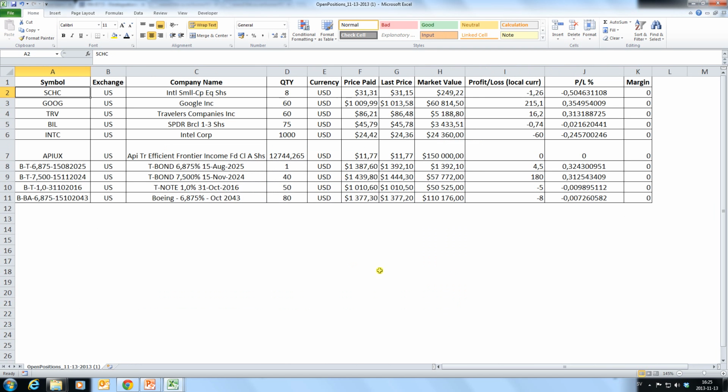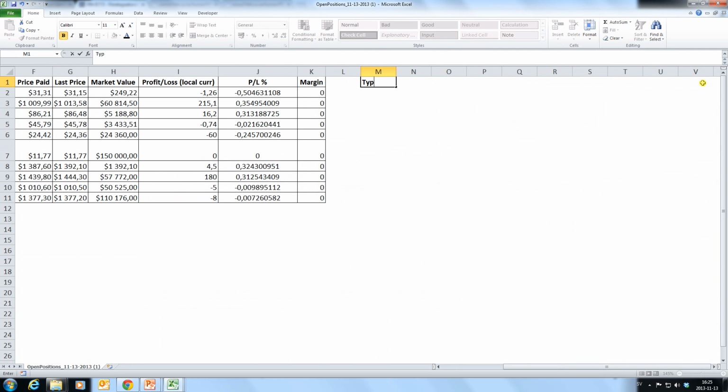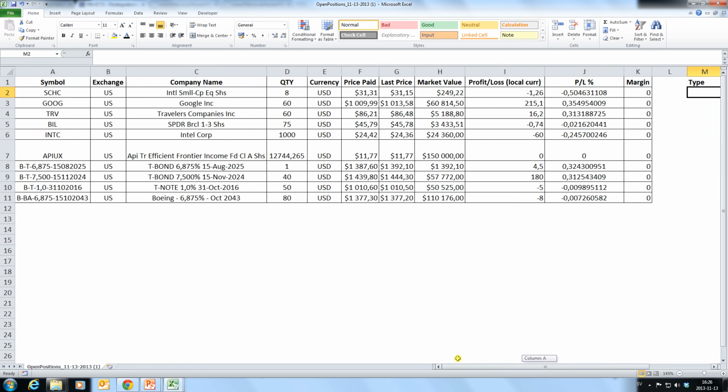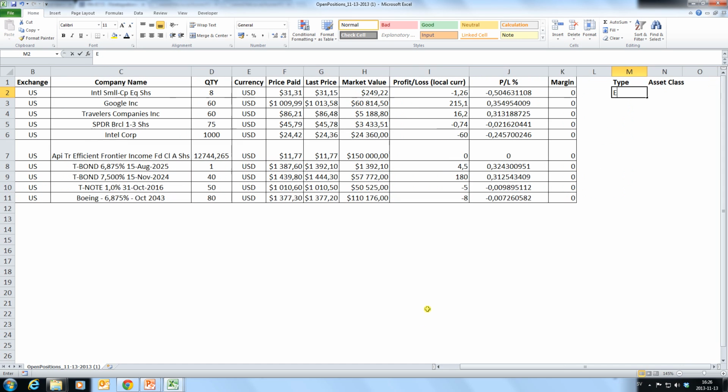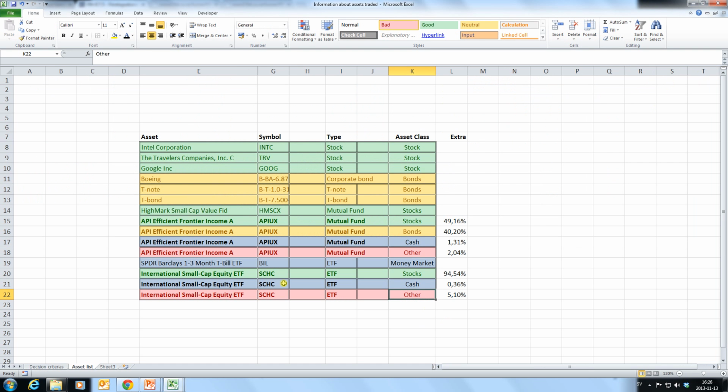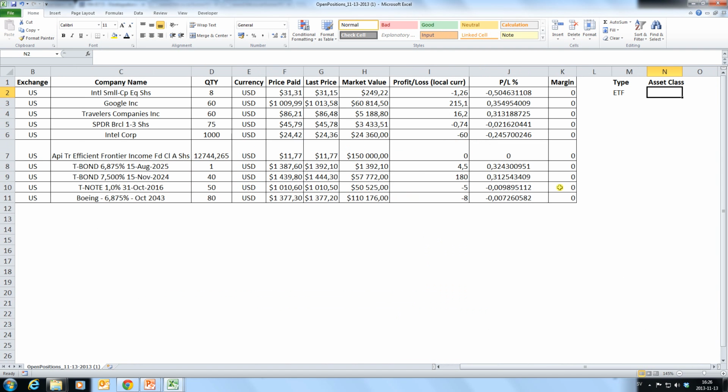Alright, so now I'm going to add here a category called type and one called asset class. Okay, and we knew that SCHC was an ETF, and we also knew that it had partly stocks, partly cash, and partly others. So it's not really easy to say what this actually is, what asset class it is, because it consists of 3 different. So I will add mix here as the asset class. I will show you in a minute what I mean with it.